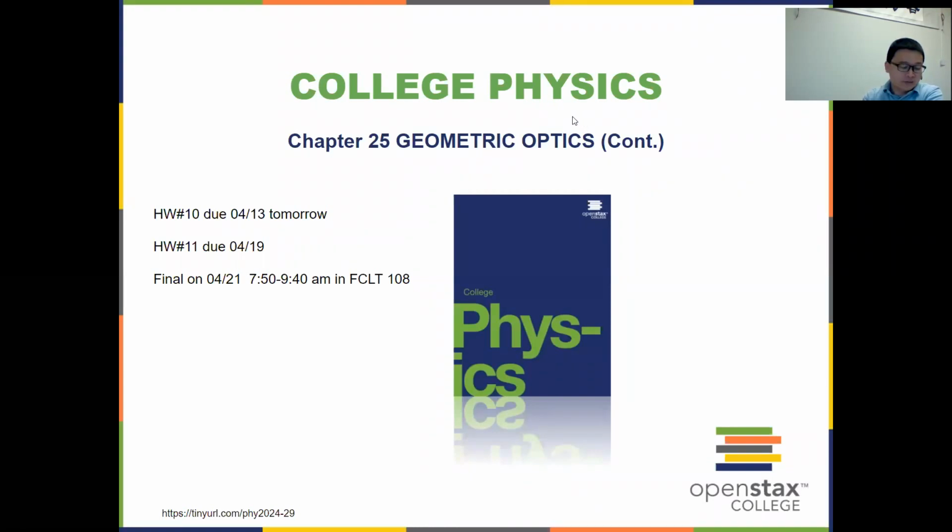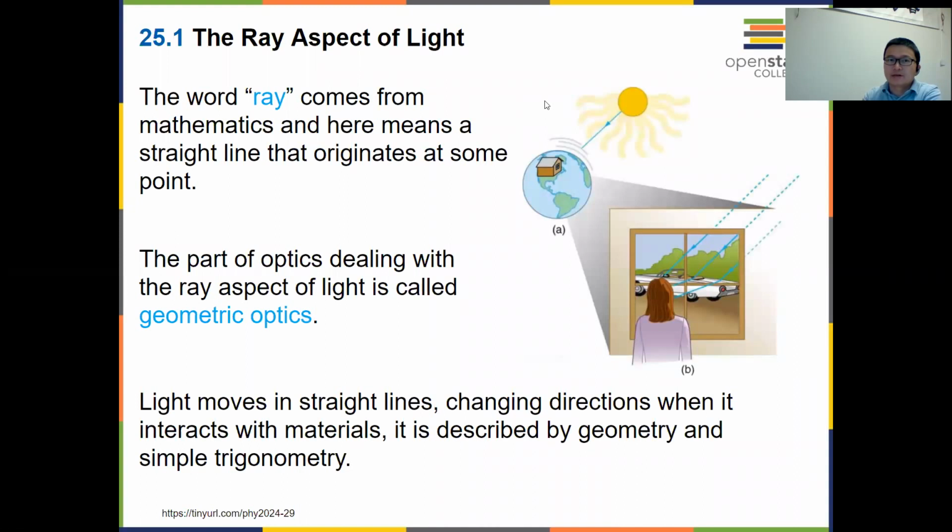So let's take a look at what we learned last time. Last time we talked about the ray aspect of light. Basically, light travels in the same medium in a straight line. It changes direction when it interacts with material. For example, when it hits a surface or gets refracted into the material, then the direction will change.